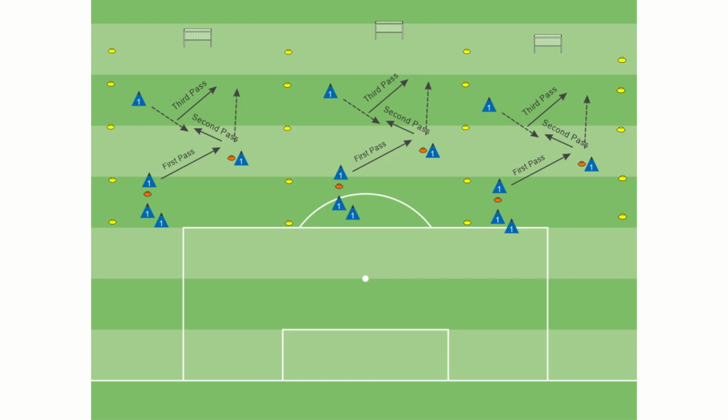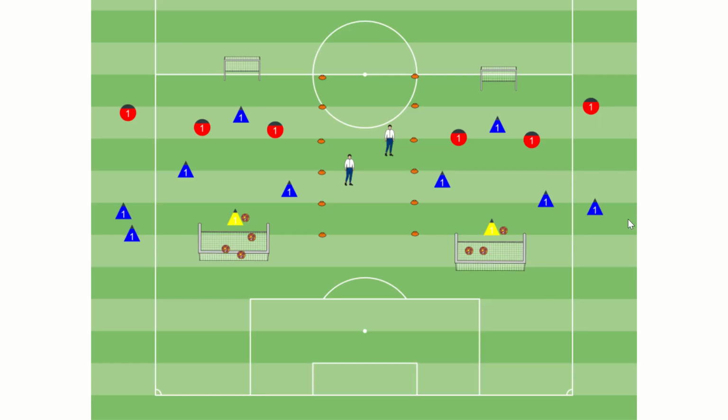And when I ran this practice, we did multiple different variations of this. It wasn't just a give and go, first pass, second pass, give and go. Maybe it's a first pass, and this center back might make the overlapping run. Again, coaches, you can add your own variation to this.